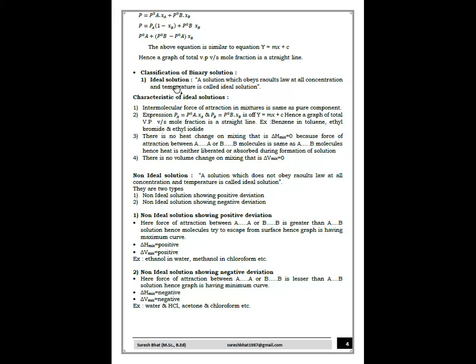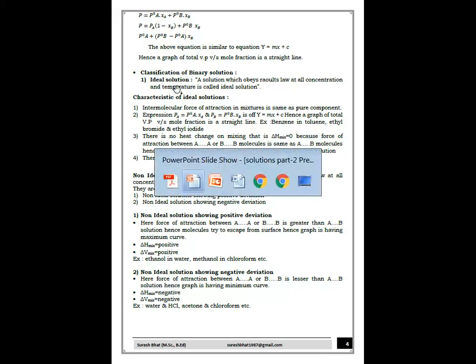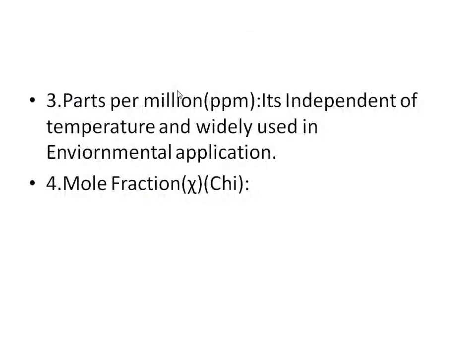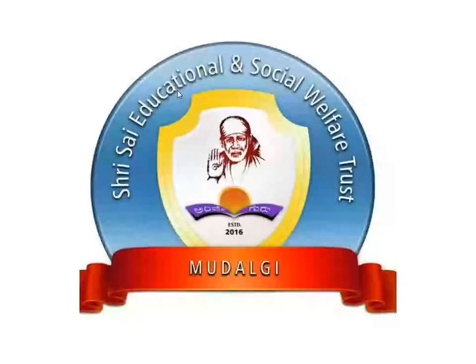Ideal solution. Now, dear students, it is observed many times that when asked the definition of ideal solution, most students write only that it obeys Raoult's law, or a solution which obeys Raoult's law is called an ideal solution. It is better to write the definition completely. As I told, it is a solution which obeys Raoult's law at all concentrations and temperatures. That solution we call an ideal solution. Now, the characteristics of ideal solution, or the things you should remember regarding the ideal solution, we will see in the next class.